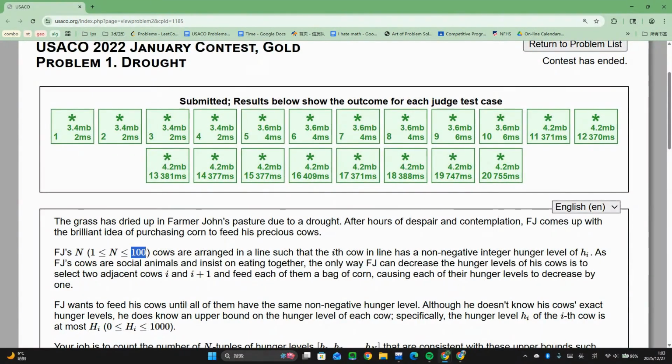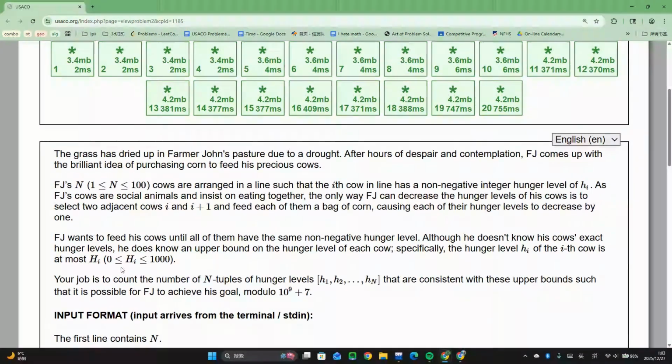And n is surprisingly small, only 100. The upper bound is only 1000. So yeah, very small.